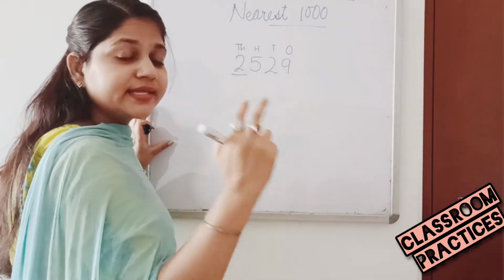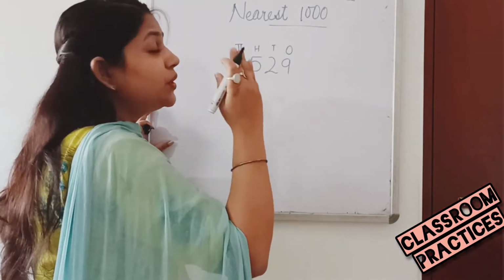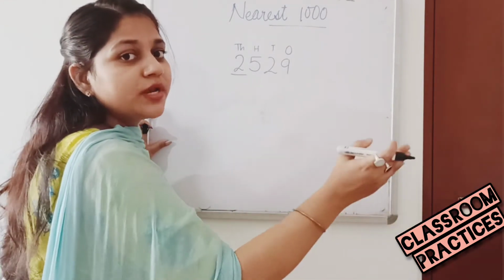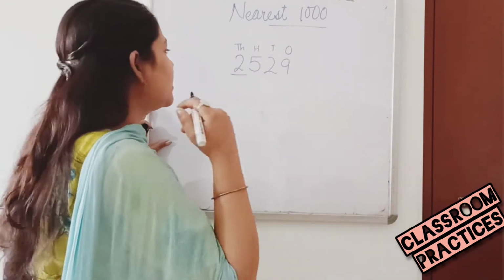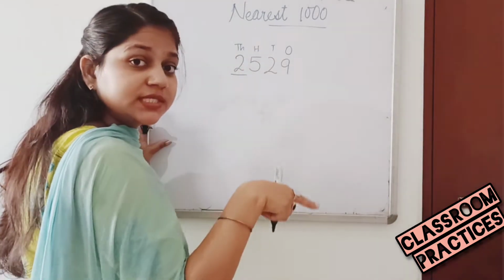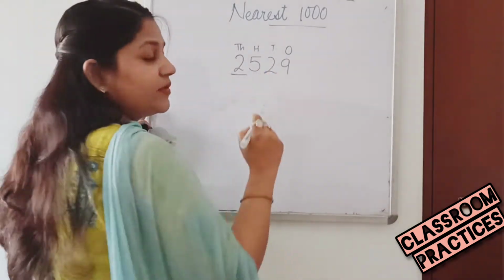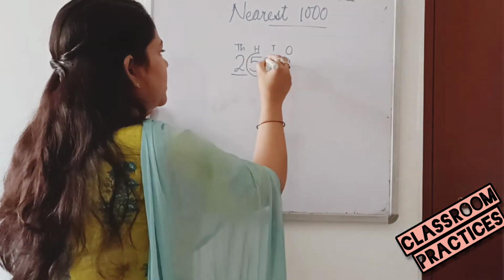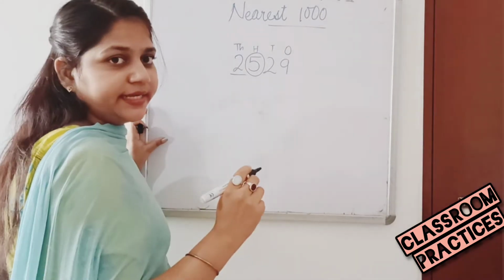Now, what is our next step? Go to the next door. Yes, go to your right. Who is at the next door? Yes, it is the 100 place. Which digit is at the 100 place? It is 5. Now what do you have to do in the second step? Circle it. Yes, we have circled it.